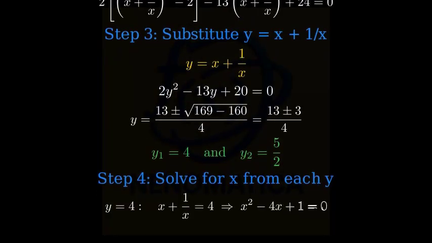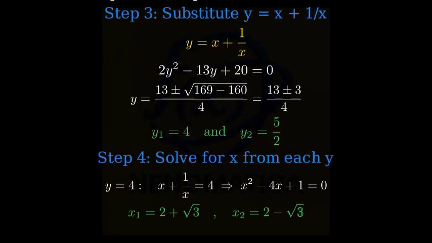For y equals 4, we have x plus 1 over x equals 4, which gives x squared minus 4x plus 1 equals 0, yielding x equals 2 plus square root of 3, and x equals 2 minus square root of 3.